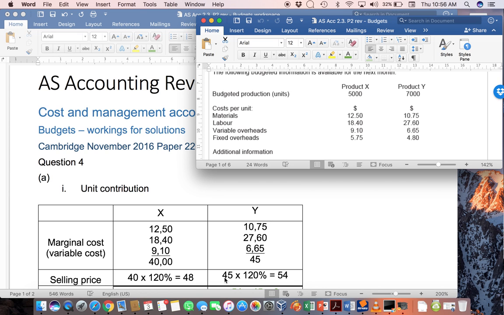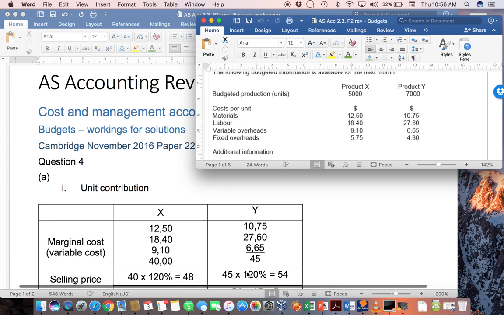Unit Y we can work out in the same way: the 45 marginal cost times the 120% to get 54 as the selling price for Y. Remember then that the contribution is the difference between the selling price and that marginal cost.